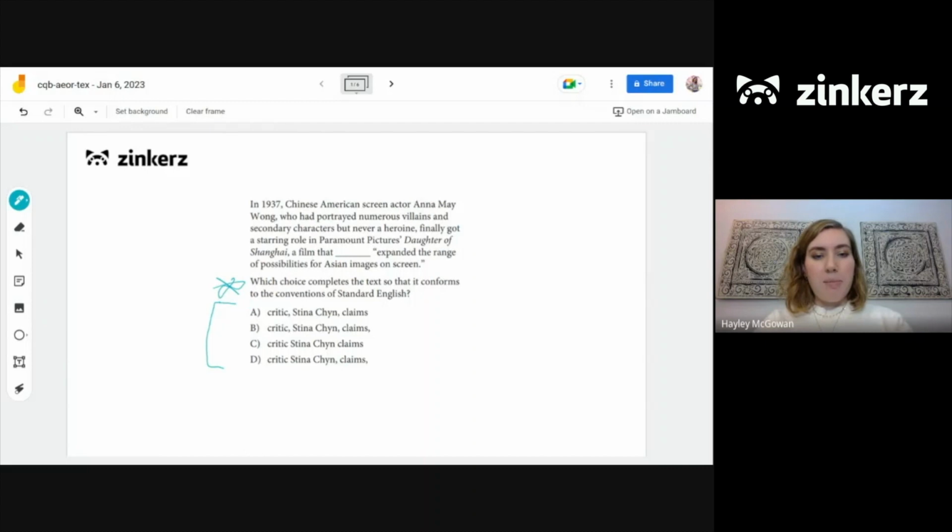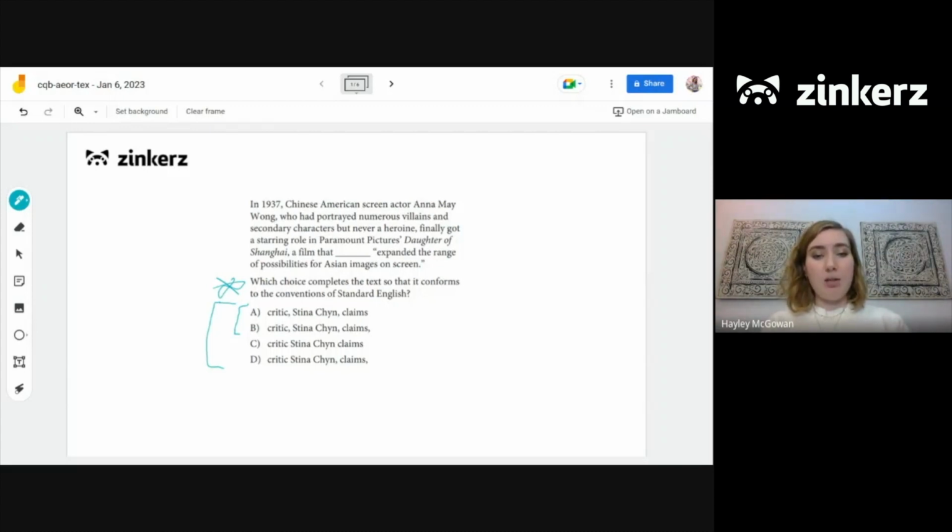So I noticed something about A and B here, which is that they both have these two commas around the name of the critic, Stein and Chin. So the question we need to ask ourselves is, do we need those two commas around this name? Do we want them there? So what happens when we have these two commas around a phrase like this? This is called a non-essential phrase, right? So anything that's in between these two commas is going to be considered non-essential information, which just means that it's information that we could take out of the sentence and it wouldn't change our understanding, wouldn't leave out any essential information that we need to know.